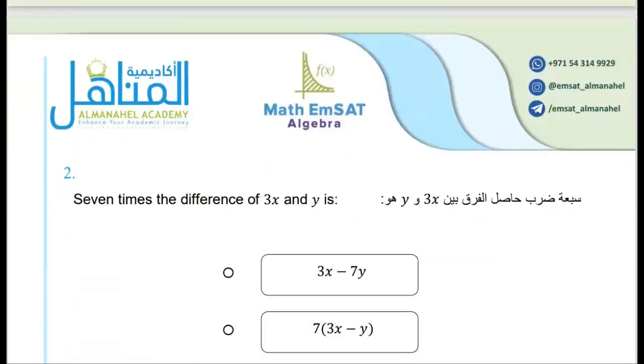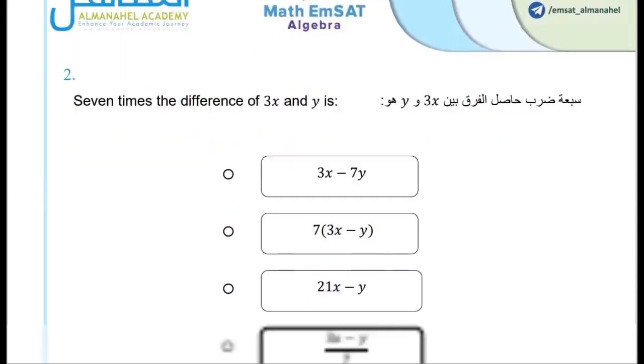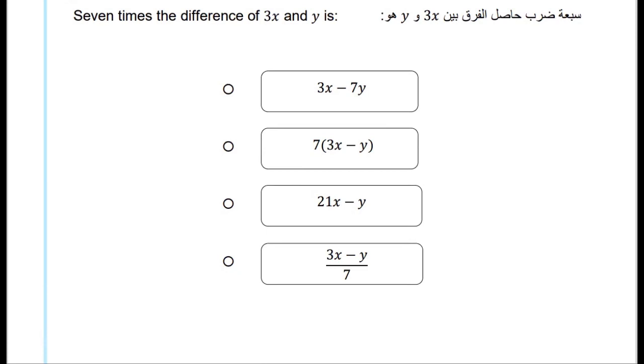Question number 2. 7 times the difference of 3x and y is. So this is a simple word problem related to algebraic expressions, how to write an algebraic expression given a statement like 7 times the difference of 3x and y, or one half times something, like that. So 7 times the difference of 3x and y is going to be 7.